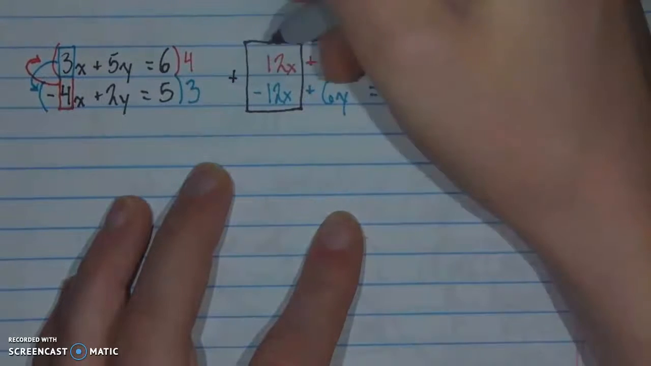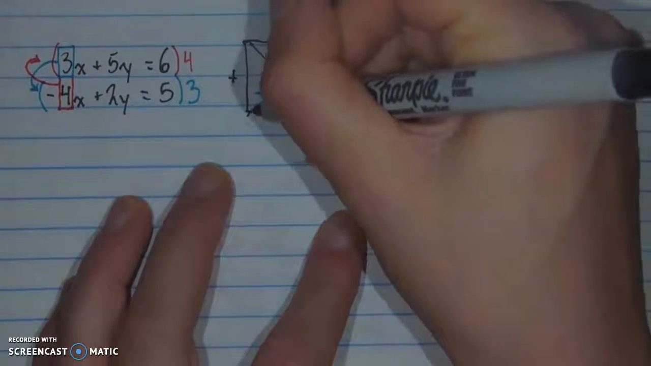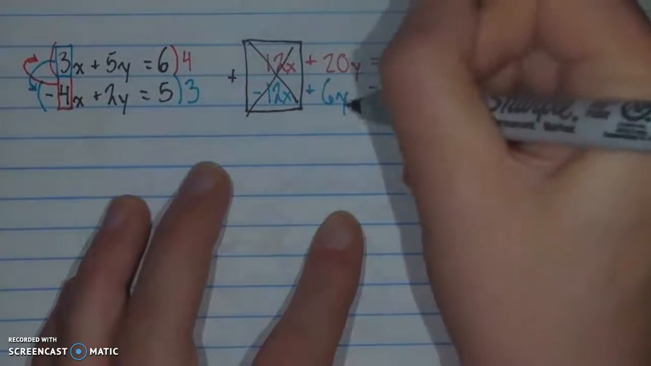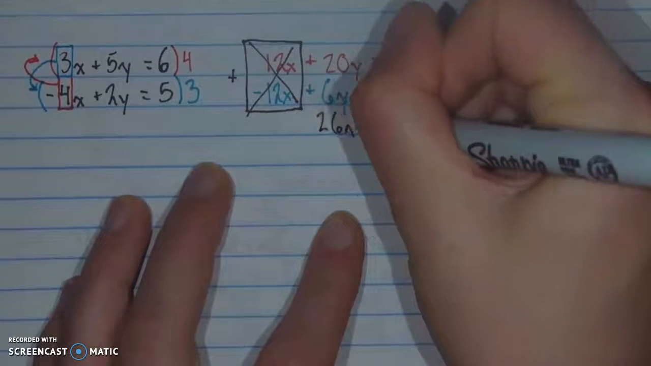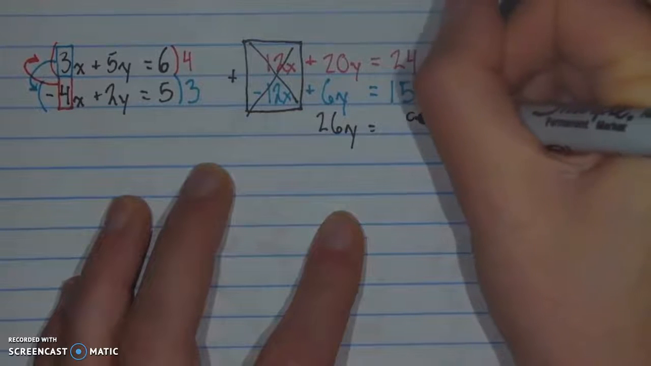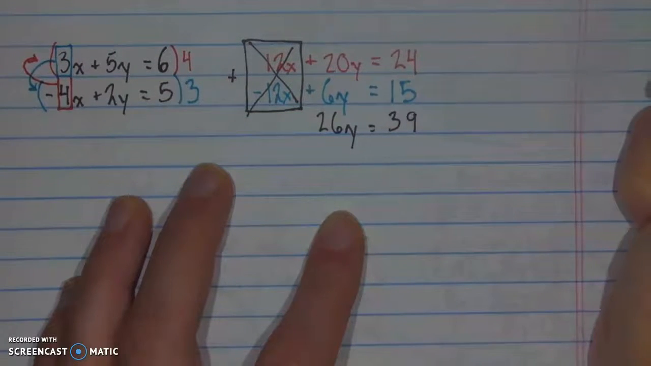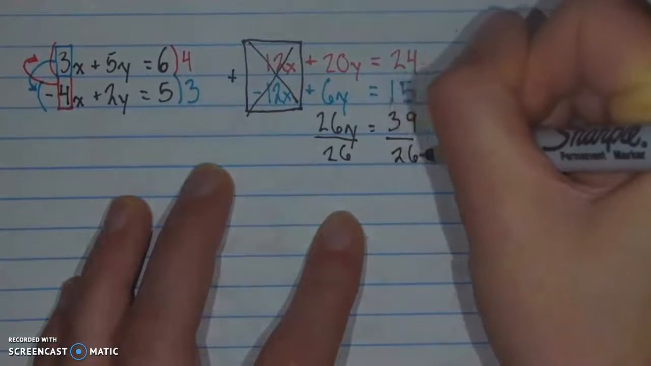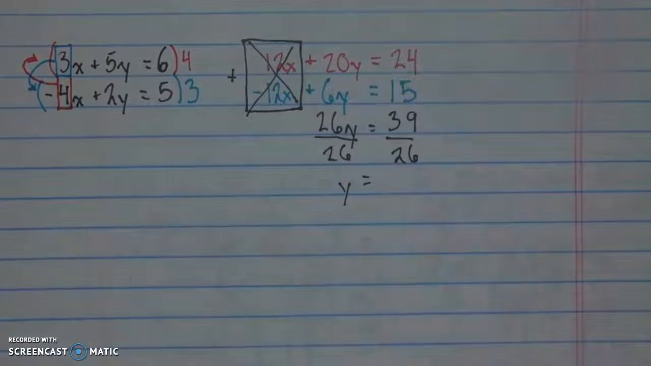So I'm going to add these two together. Since these two are opposite, 12 plus -12 cancel out, and remember that x goes along with them. 20 plus 6y gives me 26y, and 24 plus 15 is going to be 39. Here I divide both sides by 26, giving me a y value that is equal to 39 divided by 26, or 1.5.